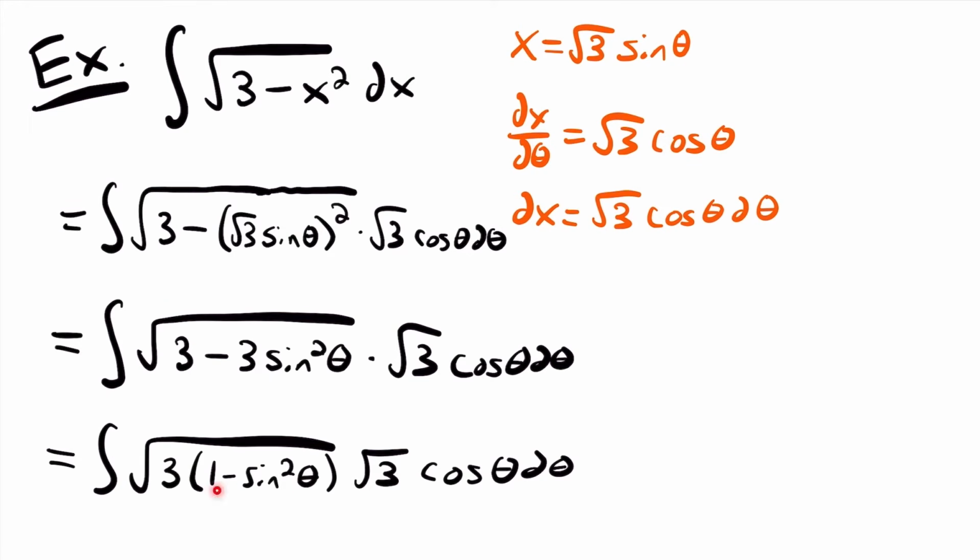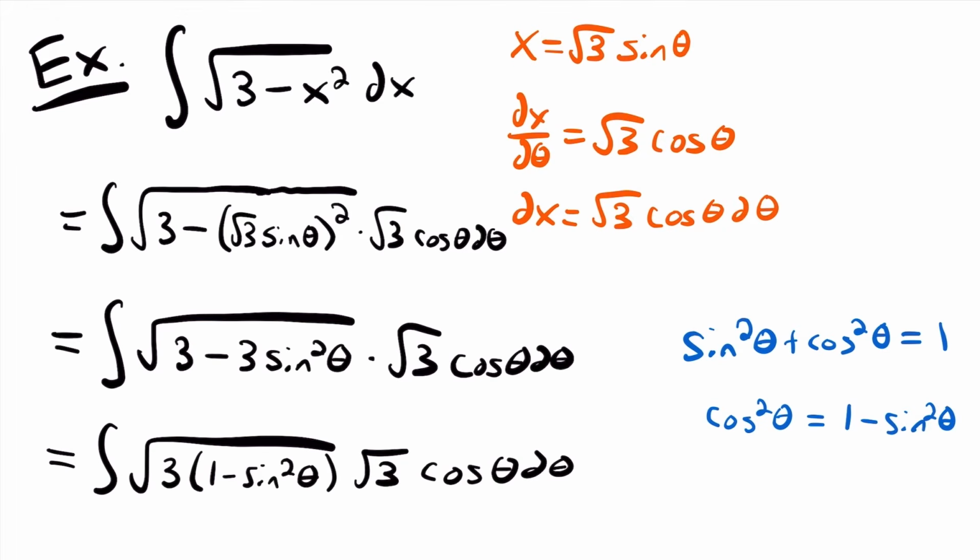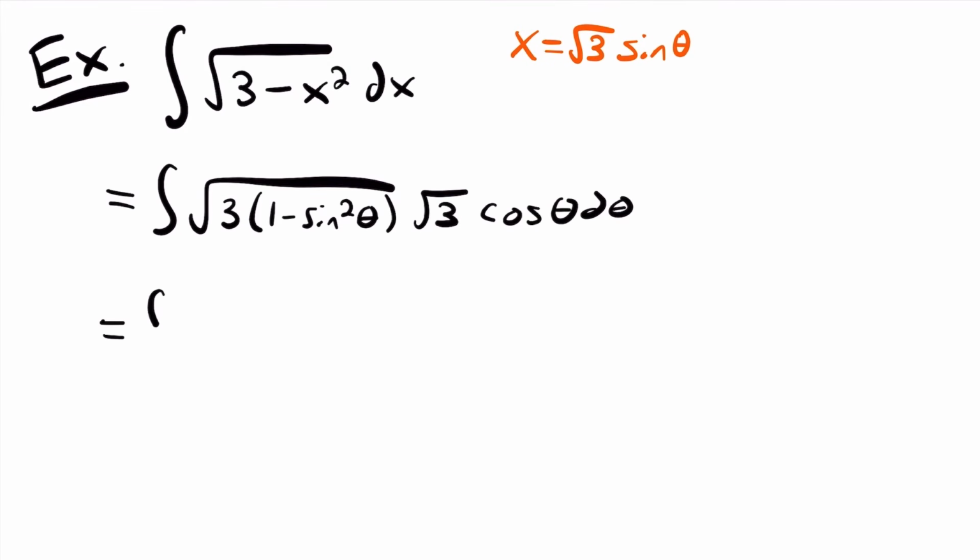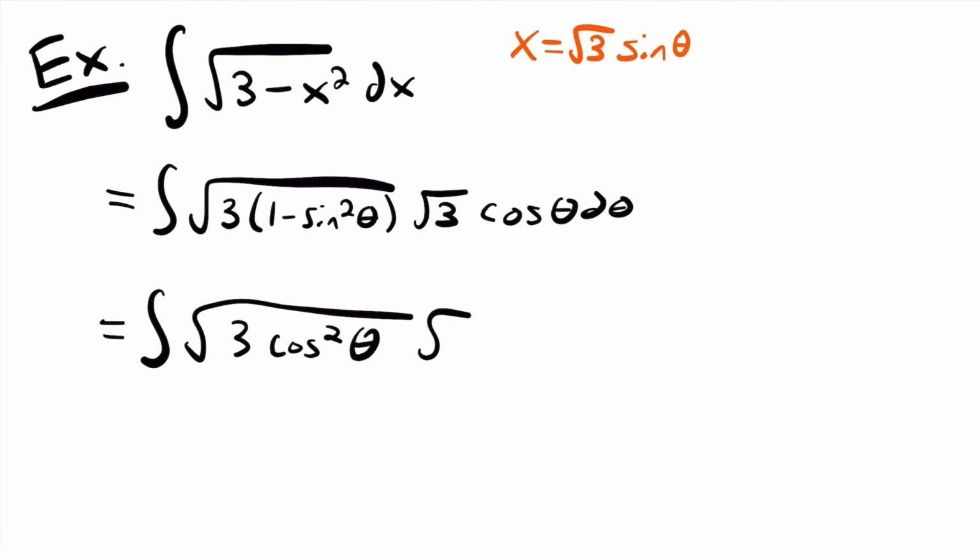And now what we have revealed is an expression that we can replace with a Pythagorean identity for sine and cosine, right? Remember that sine squared theta plus cosine squared theta is equal to 1. And so if you subtract sine squared theta from both sides, you have that cosine squared theta is equal to 1 minus sine squared theta. And so we can replace 1 minus sine squared theta right here with cosine squared theta. And so if I clean up my work here, we will have that this is equal to the integral of the square root of 3 times cosine squared theta times the square root of 3 times cosine theta d theta.